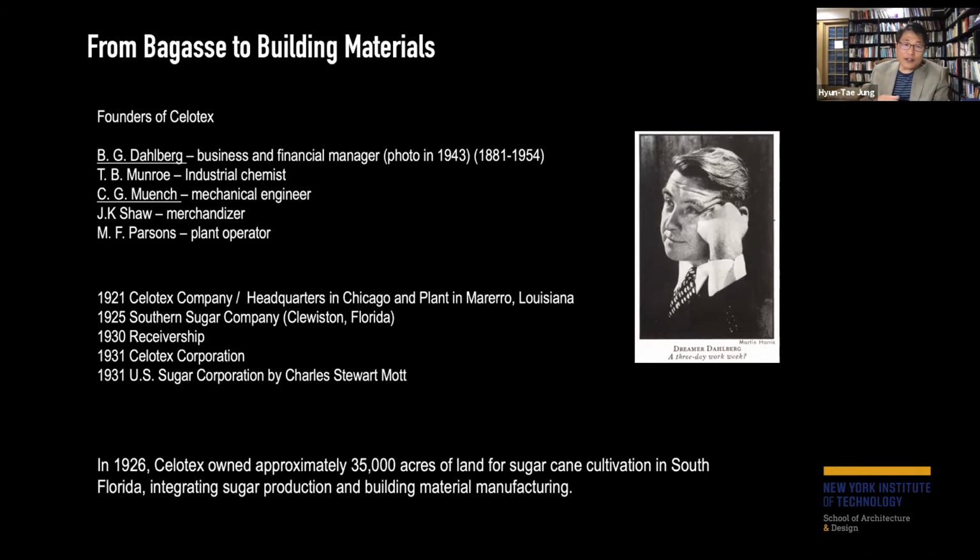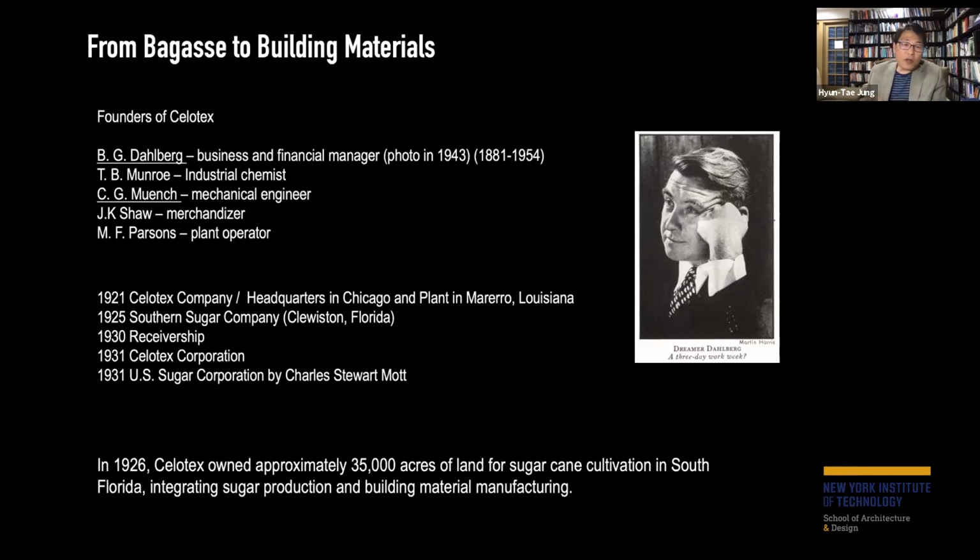So they started a sugar company. That's actually Southern Sugar Company. Suddenly this building material company owned massive land of sugarcane and a sugar company at the same time. But a couple of years later, they had a depression, so it went through bankruptcy and receivership. And then after reorganization, it became Celotex Corporation. That's not the end. Celotex Corporation became really successful after that.